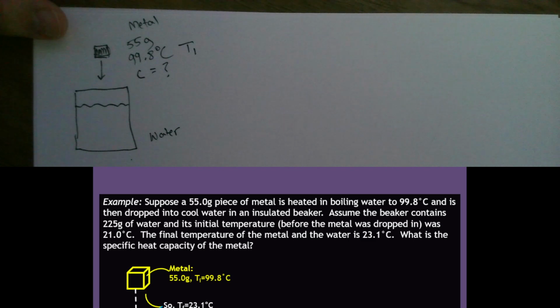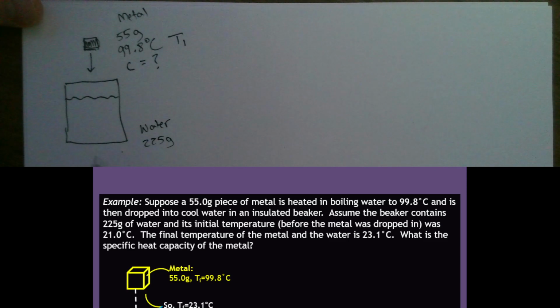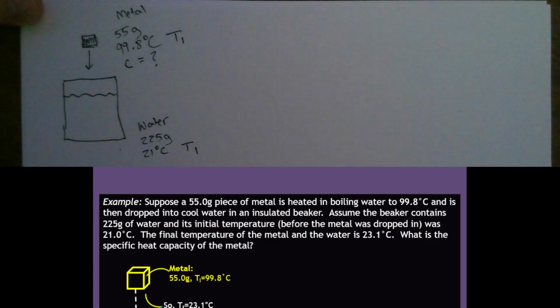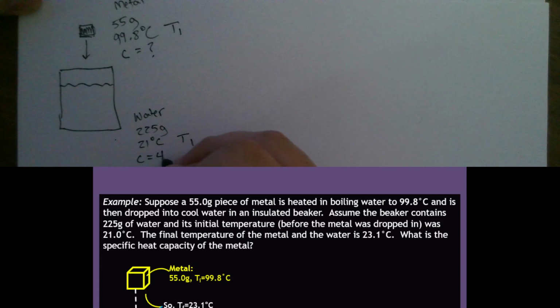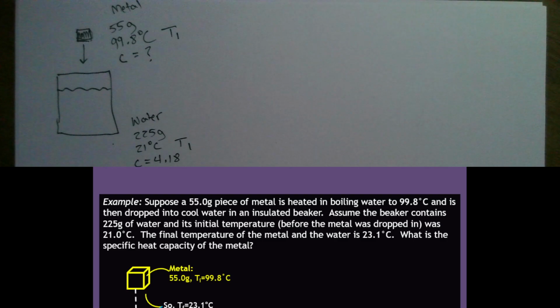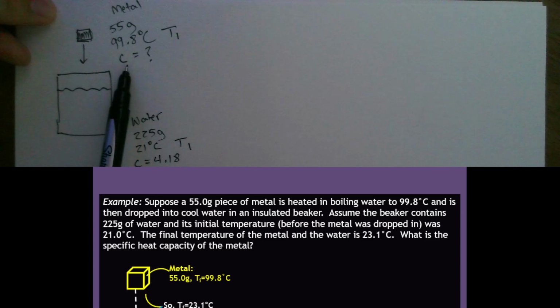Assume the beaker contains 225 grams of water. So, water, 225 grams. And its initial temperature before the metal was dropped in was 21 degrees Celsius. That's its initial temperature. Water, though, I do know its specific heat. Water specific heat is 4.18. So here are all my pieces of information given to me from the problem so far. I know my metal's mass and its initial temperature. I don't know its specific heat because I don't know what metal it is. For my water, I know its mass, I know its initial temperature, and I know its specific heat because it's just water.